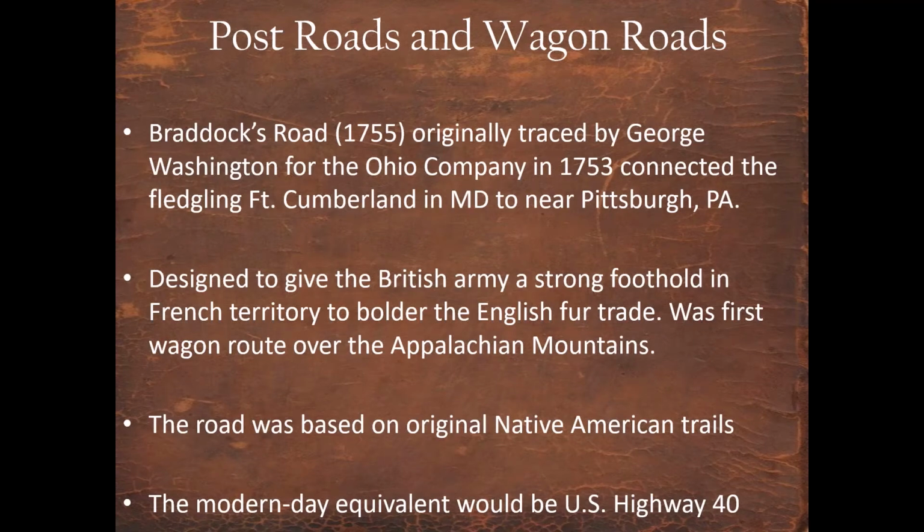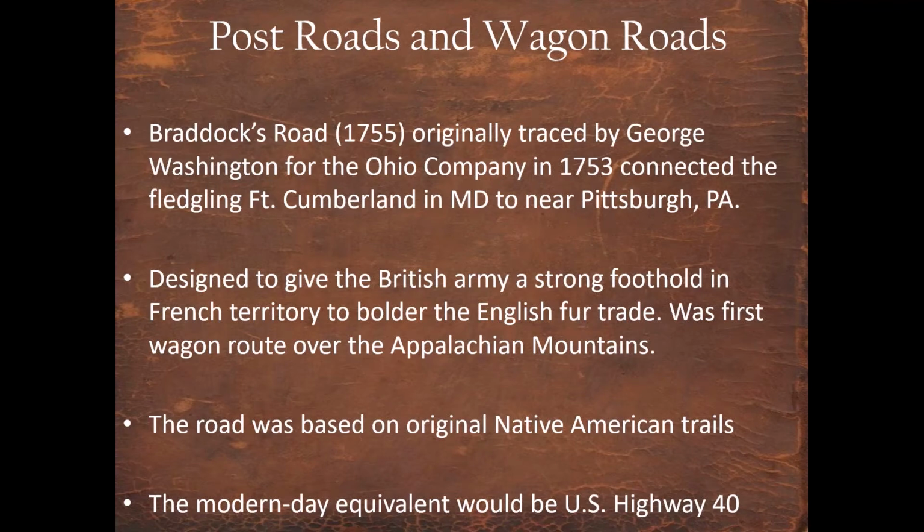So Braddock's Road, which I alluded to a little earlier, is a fascinating little piece of history. If you've ever traveled from Maryland up into the Pittsburgh area, you've most likely traveled on the descendant of Braddock's Road. Now, it was originally traced by George Washington himself. So this is before he becomes lieutenant colonel, but this is actually how he winds up getting his promotion. So he kind of, in the Army, becomes a de facto agent for the Ohio Company in 1753.